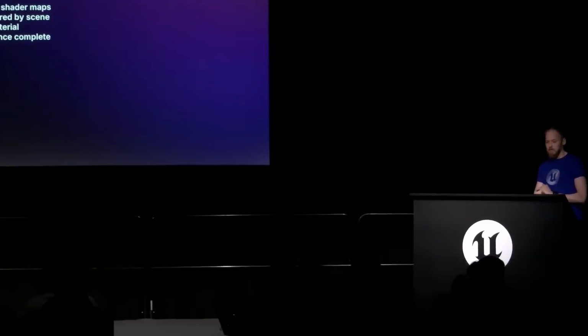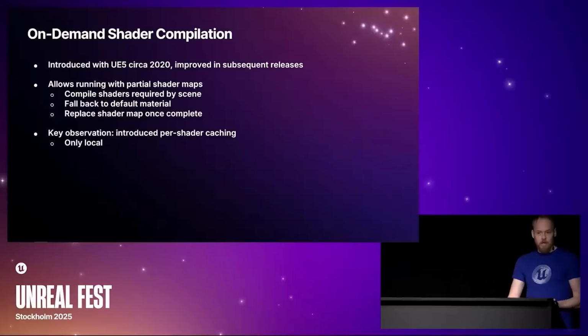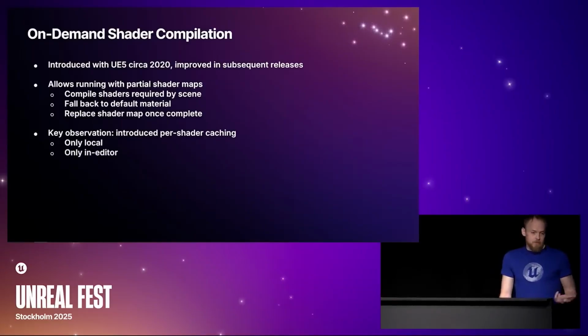So I'm not really going to delve into a lot of detail here, but there is a reason I bring it up, and it's that it introduced a per shader cache. Basically, the results of a single shader compilation job are cached in DDC, meaning the results of any ODSC request could be persisted from one editor session to the next. Now, at the time, this only happened locally, so only one user could use the results over and over again. It wasn't put into shared caches at all. And again, like I said, only in editor. But this was a key piece of groundwork and made us realize that per shader caching was somewhat viable. It just needed some work.